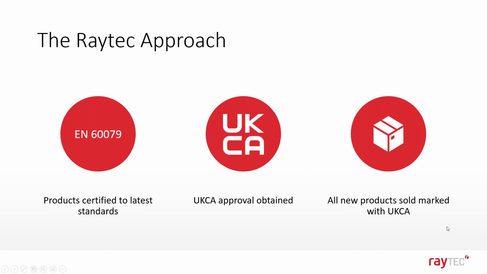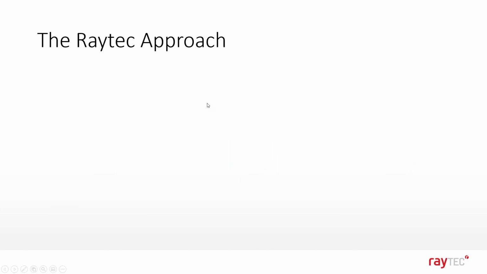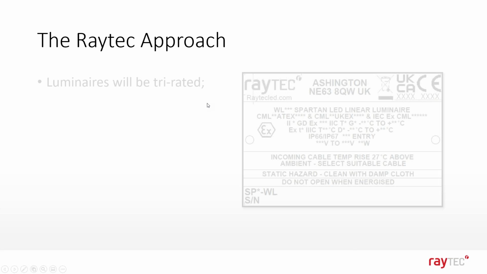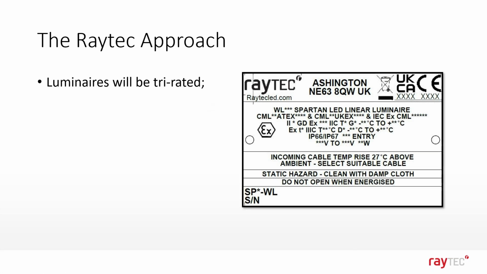And if you order a new EX product from Raytec, that product will carry the UKCA mark, and this has been the case since June of last year. We've implemented a change that means that our EX luminaires are now Flyrated. This means the labelling shown here, showing the UKCA mark with the approved body number in the top right corner, a CE mark with that ATEX notified body number, and also just below that, the ATEX, UKEX, and IECEX certificates displayed on the label.